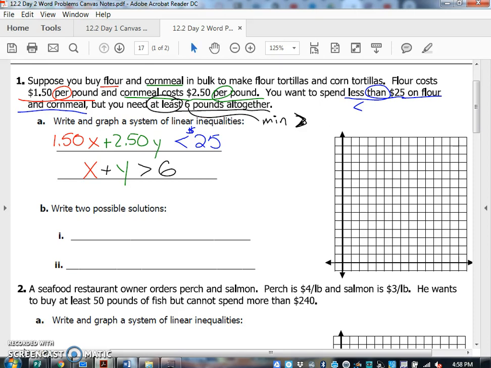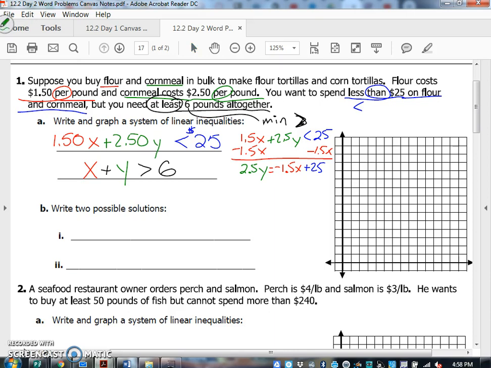When I've done this, I have two linear inequalities. So I have to write two possible solutions, which means I need to convert both of these to slope-intercept form. So what I'm going to have is 1.5x plus 2.5y is less than 25. I'm going to subtract 1.5x from both sides, and that's going to leave me with 2.5y is less than negative 1.5x plus 25.